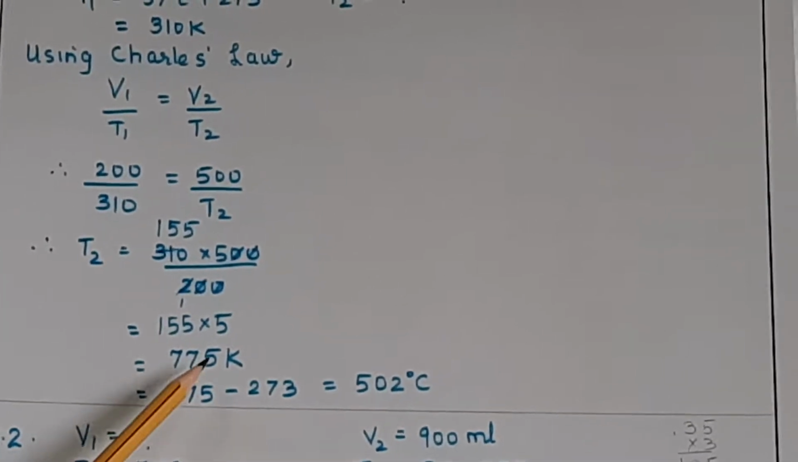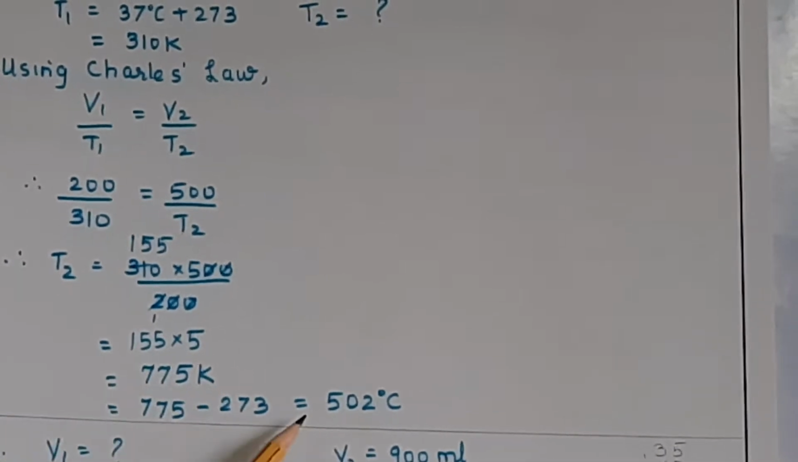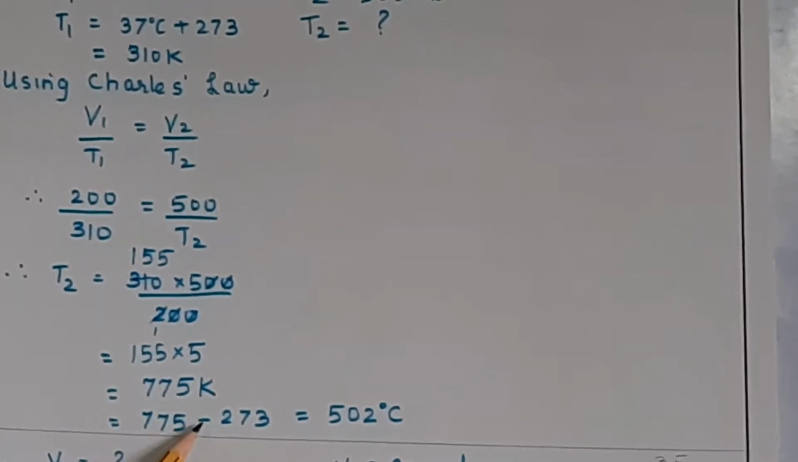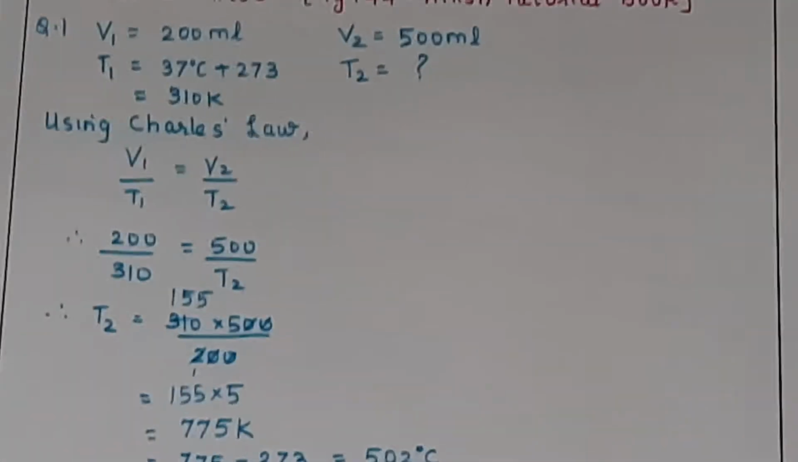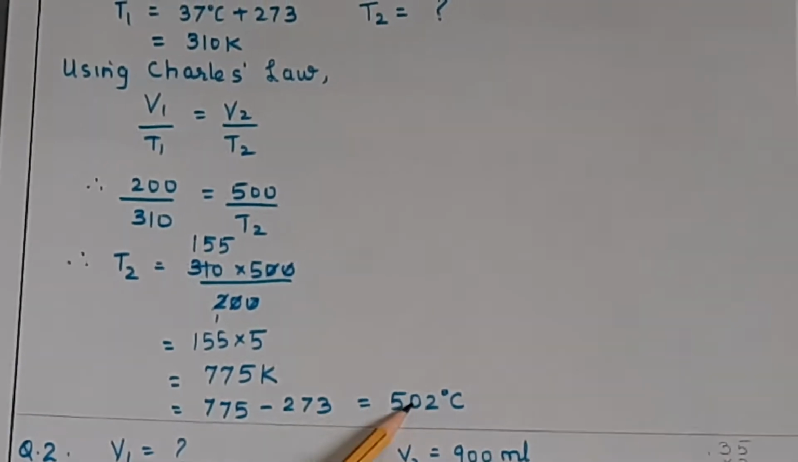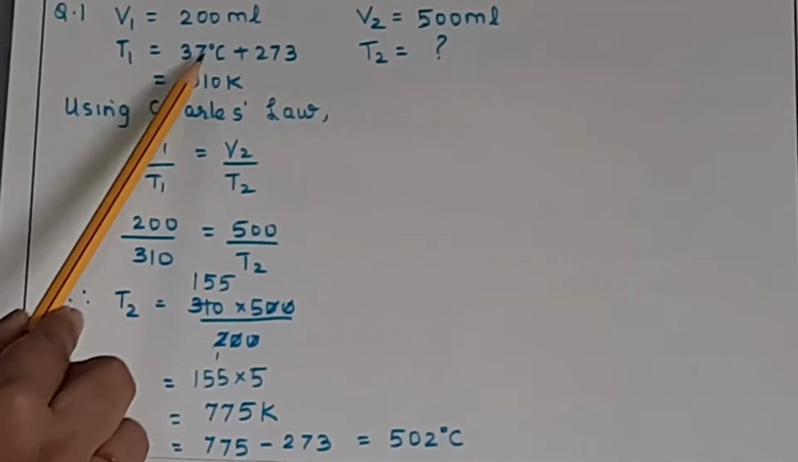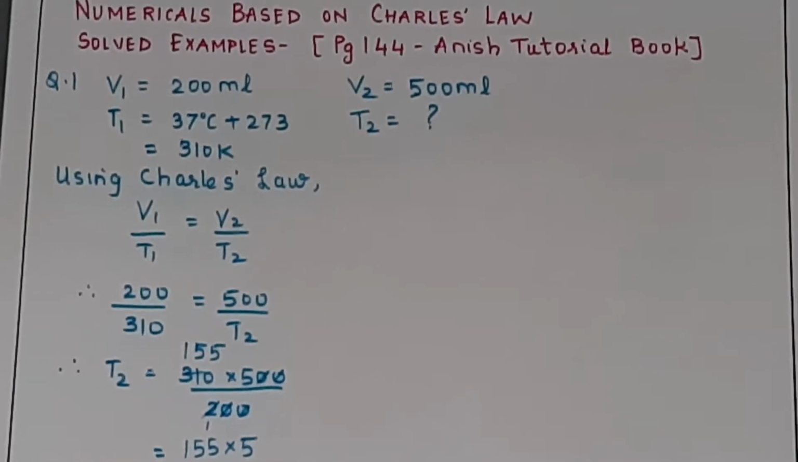Now once you get the answer in Kelvin, you have to convert it back to the Celsius scale. So you now subtract 273 from it and report your answer in the Celsius scale. Marks are cut if you don't convert it to Celsius, and if you don't convert to Kelvin, totally you will get 0. Okay, clear? Now coming to the next sum, the solved example.